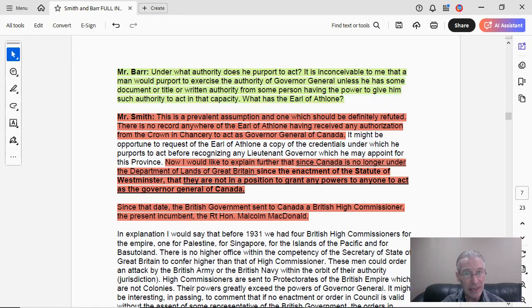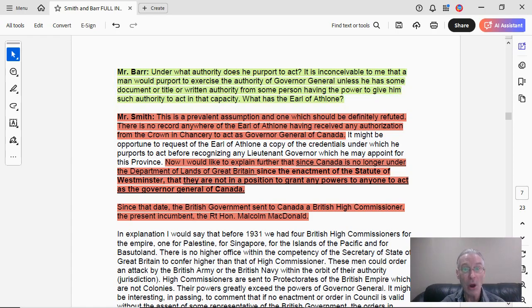Under what authority does he purport to act? It is inconceivable to me that a man would purport to exercise the authority of Governor General unless he has some document or title or written authority of some person having the power to give him such authority, to act in that capacity? What has the Earl of Athlone?